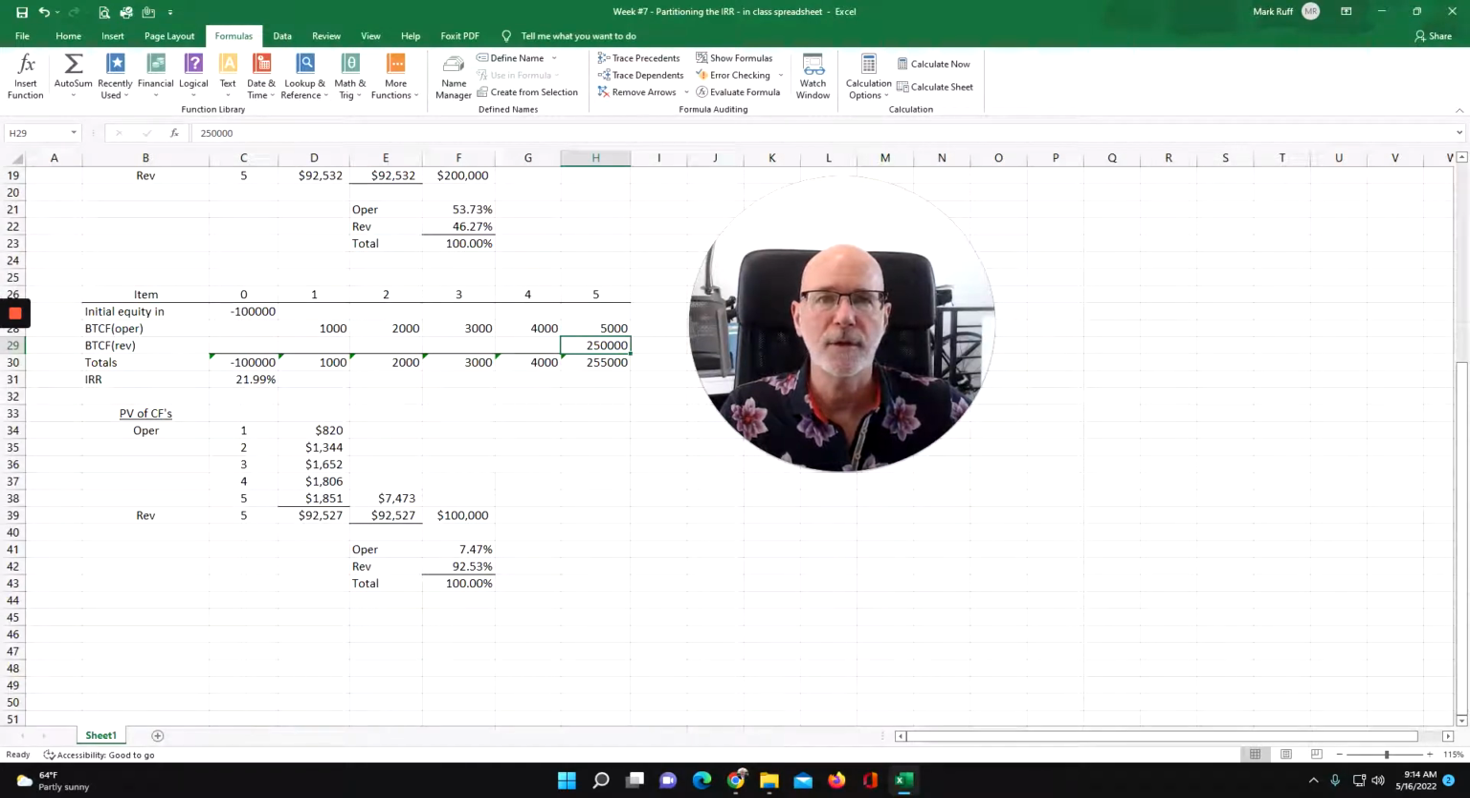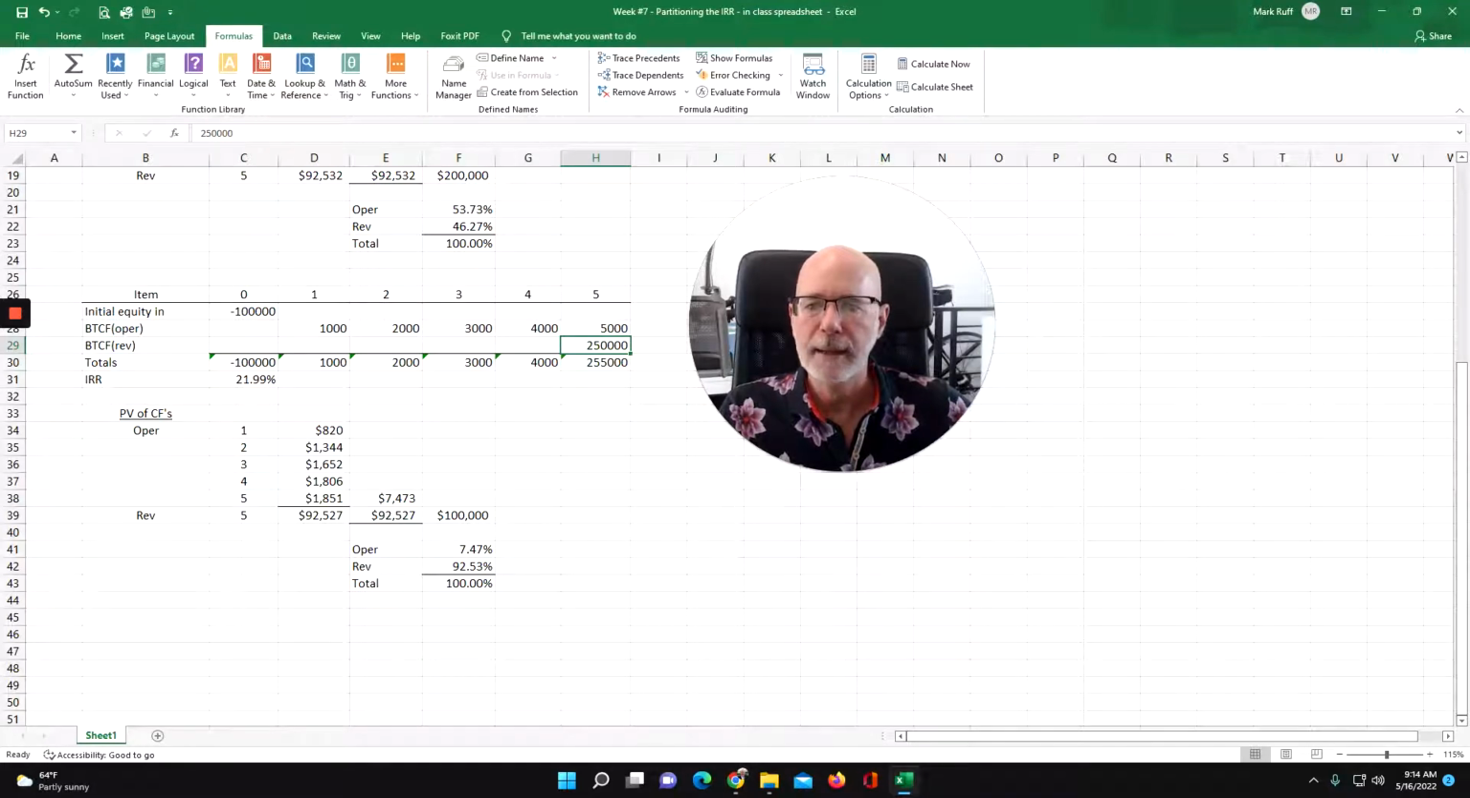Well, if we take the same format that we did up here and apply it to this series of cash flows, what we see at the end is that only about 7.5% of our internal rate of return is coming from the operating cash flows. As you can clearly see, these operating cash flow amounts are quite low. But compared to the operating cash flows, my net disposition cash flow is much, much greater.